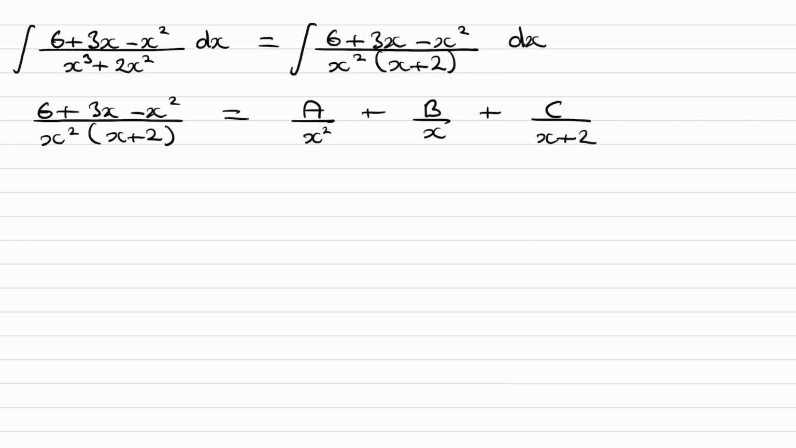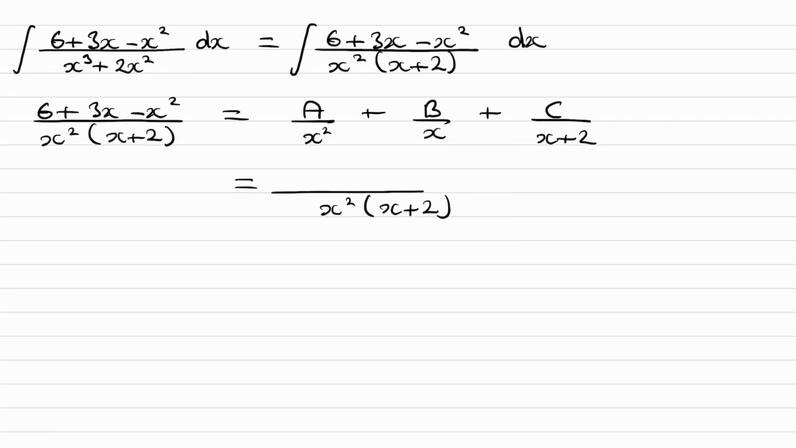Okay, now we can make a common denominator. So the common denominator would be just what we have here, x squared times x plus 2. So we want to think about now, what do we have to multiply each of these fractions by to get this on the denominator? So for the first fraction, the a over x squared, to get this on the denominator, we'd have to multiply top and bottom of this fraction by x plus 2. So the first term would therefore be a times x plus 2.